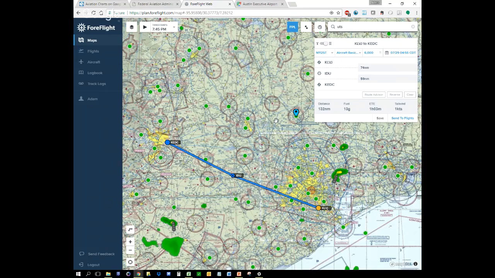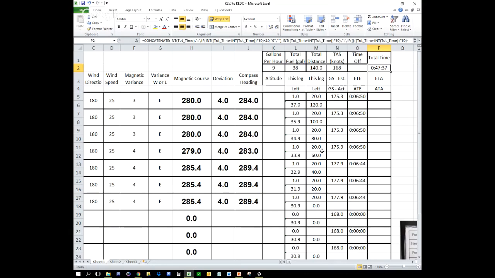Okay, so we've got our flight log filled out. We've checked on the fuel, we're good there. We've got our time. We've got our waypoints. We know that we're going to have a tailwind, so that's good.